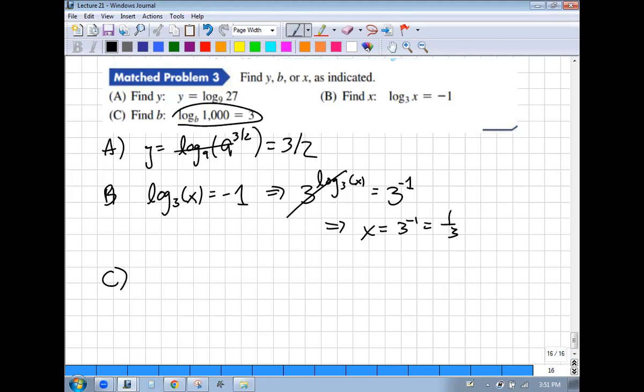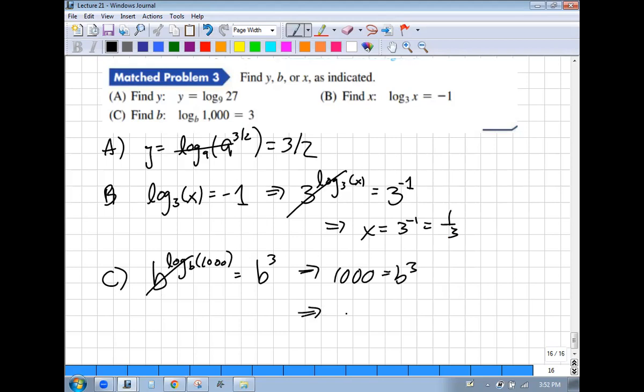This one, the b is in the base again. So what I'm going to do is base b as an exponential of both sides. So I'm going to do b to the power of both sides, so that goes away. And then I can solve for my b. That's what we're going to do. So I'm getting 1,000 equals b cubed. 1,000 is 10 cubed. So therefore, b has to be 10.